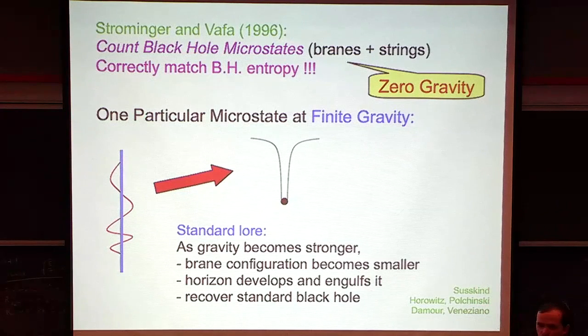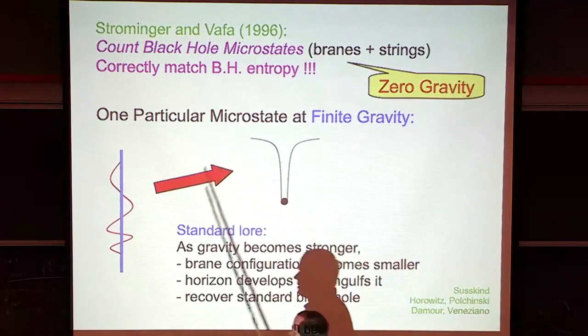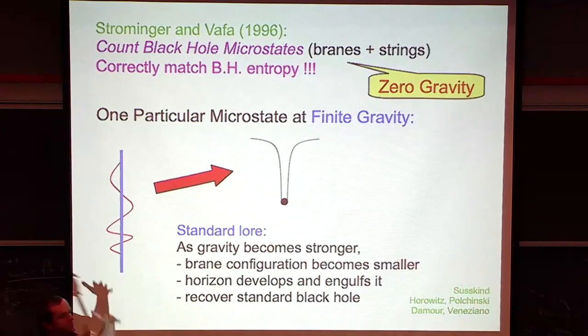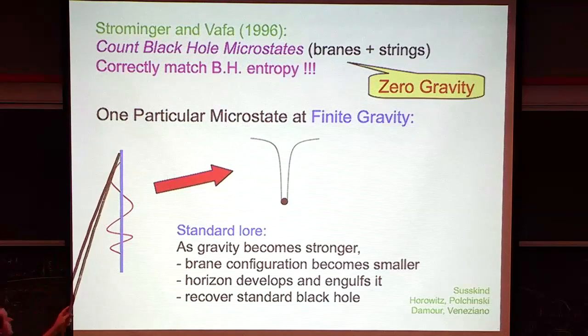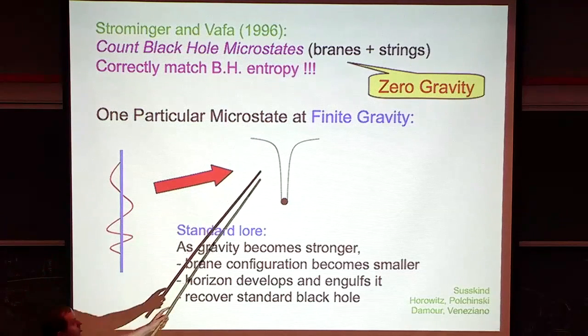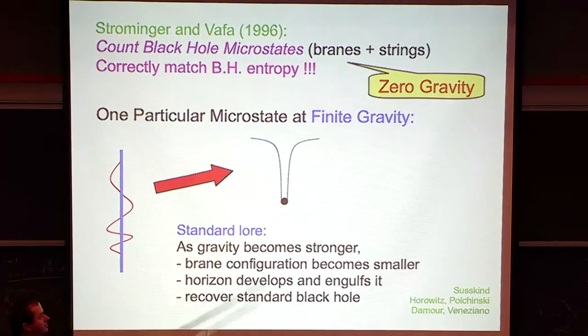But then there's another question which one can ask. Once you do the Strominger-Vafa matching, you can take one particular microstate. I don't want to look at the whole ensemble and everything. I just want to look at one of them, and follow that microstate as I increase g string from weak coupling, where it's described by some bunch of strings and branes, to strong coupling, where again you count the entropy of the black hole.